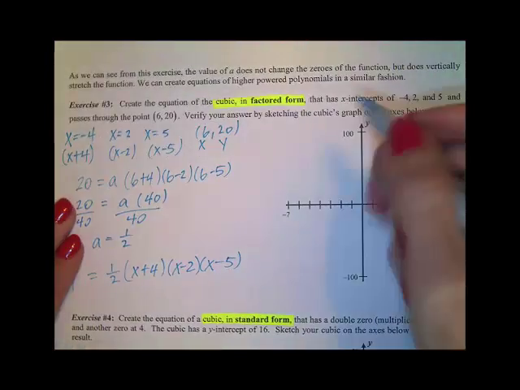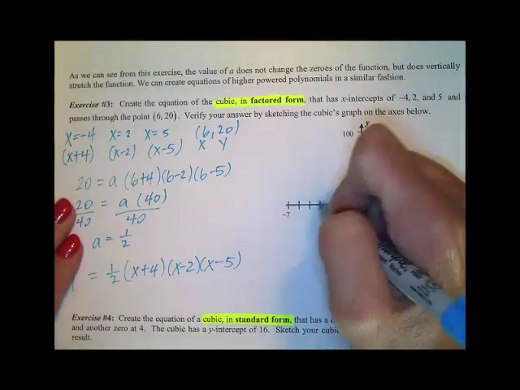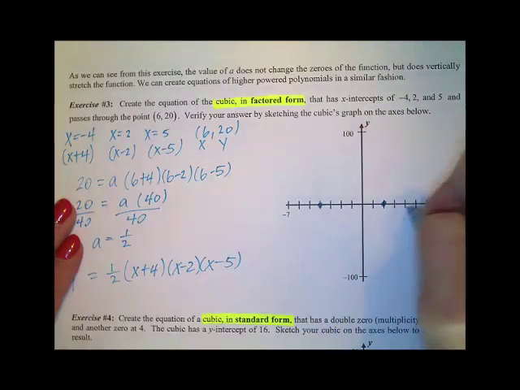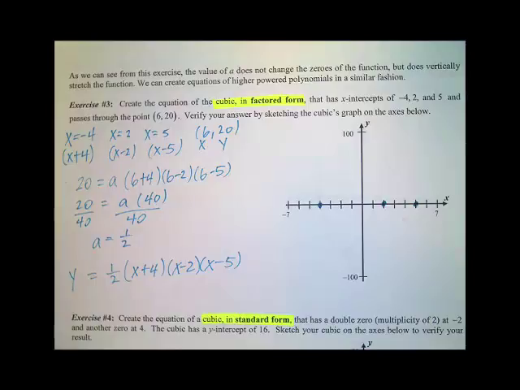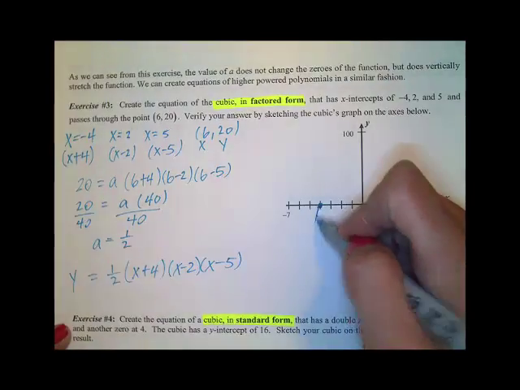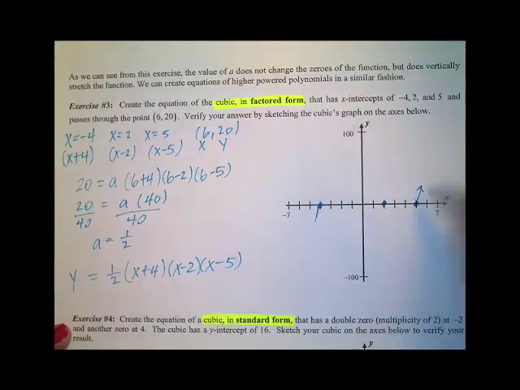So -4 is one of my roots, 2 is another root, and 5 is another root. I know since they're all multiplicity of 1, it has to go through those points. Because a is positive, I know it has to end positively. So believe it or not, I know that it has to start down here like this, and it has to end up like this. Okay?